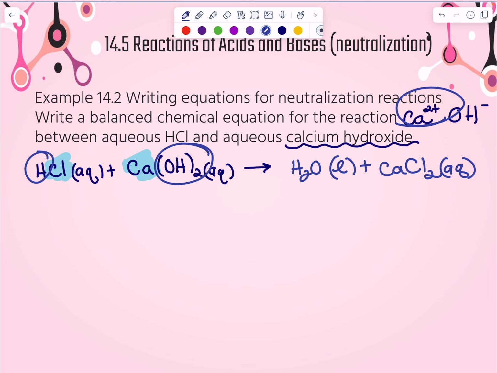And now if I need to balance it, I notice that there's 2 hydroxides over here, but there's only 1 hydroxide over here. I need to put a coefficient of 2 here, and then that means 2 hydrogen ions. I need to put a coefficient of 2 there.